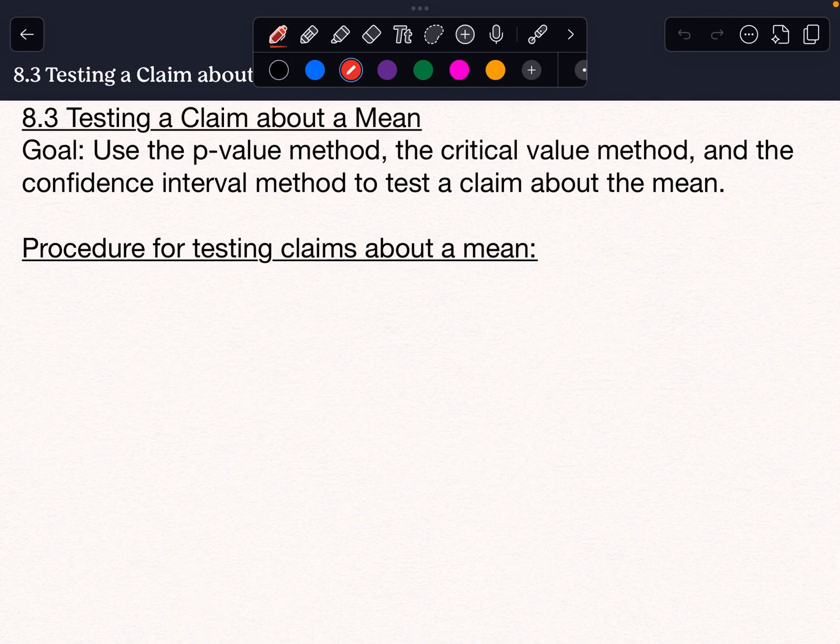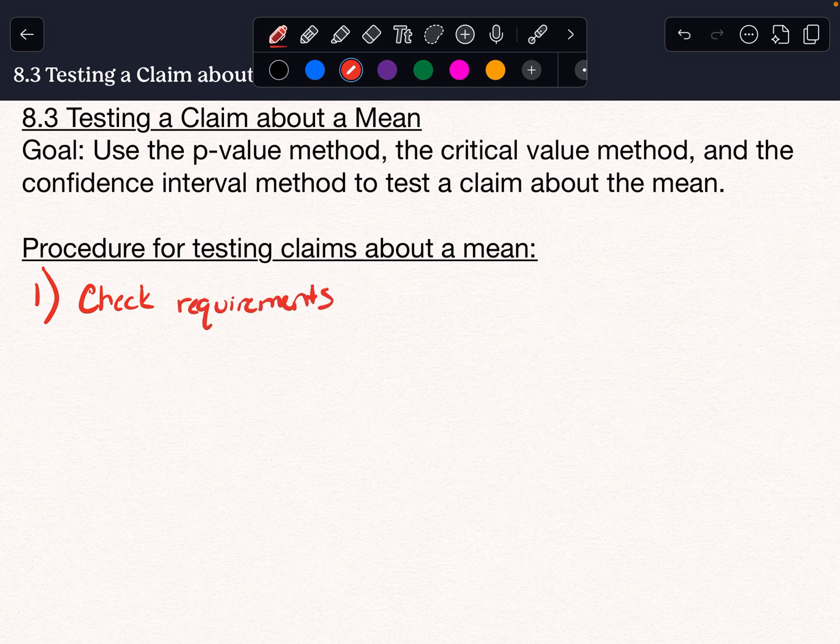Okay, today we're testing a claim about a mean, so we're still doing our hypothesis testing. We have to go through all the steps. So we're going to practice because there is a slight tweak to mean, just because it's statistics, there's always a tweak to it. Okay, so we have to first start by checking our requirements.